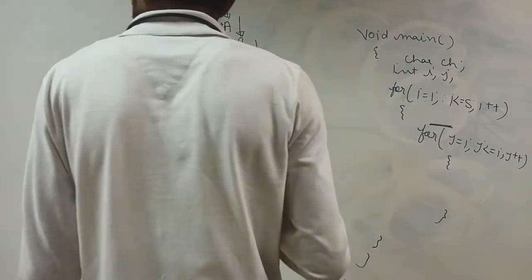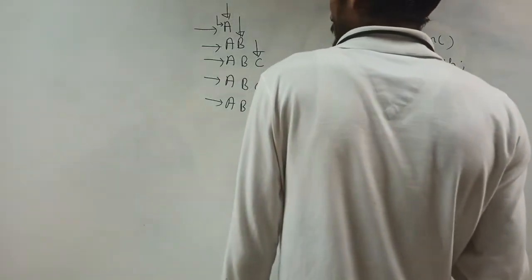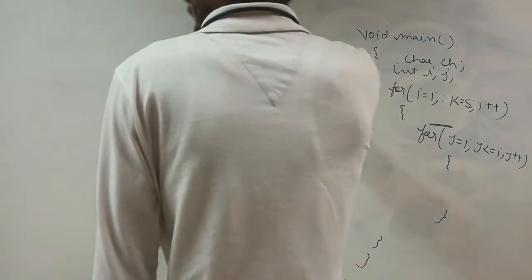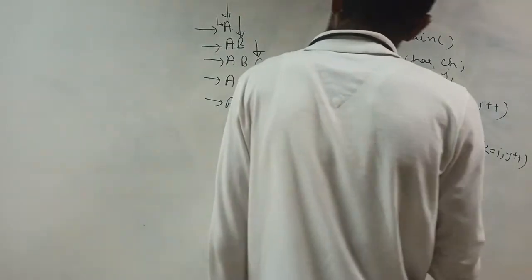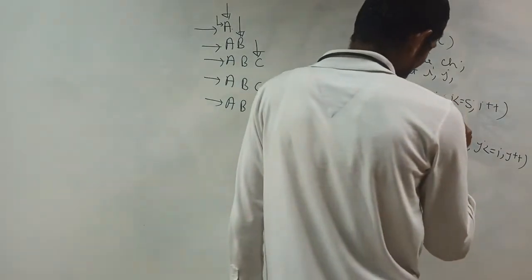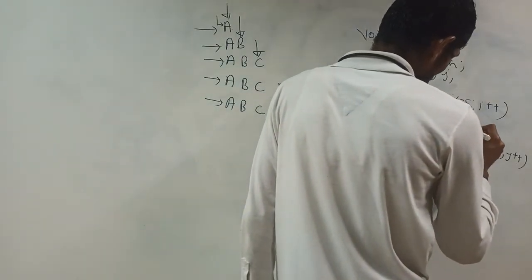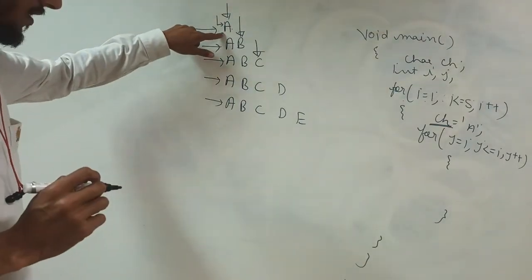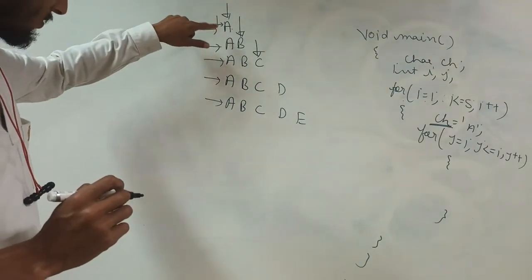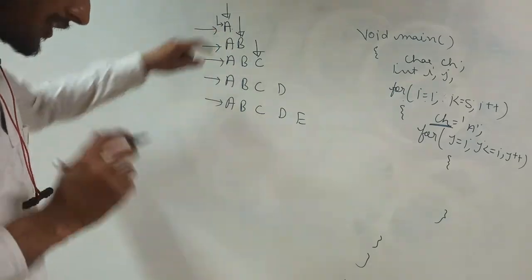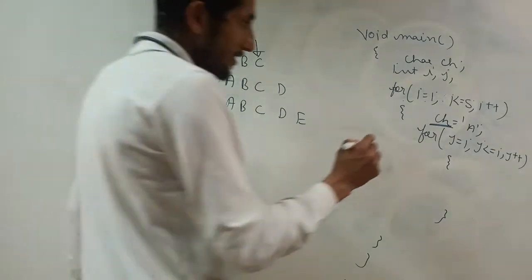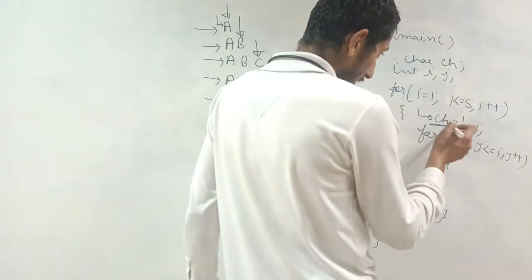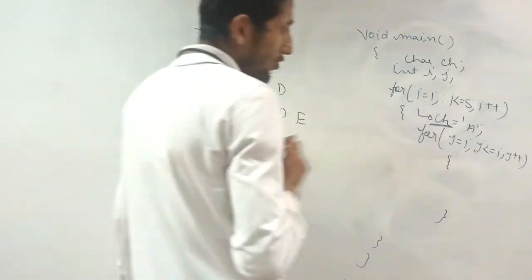Are you following this? So what we have to do is put the value A into this variable. So the value of ch becomes A. Why A? Because the starting character is A. So where the row has started, here. That's why I have put the value of ch equal to A.